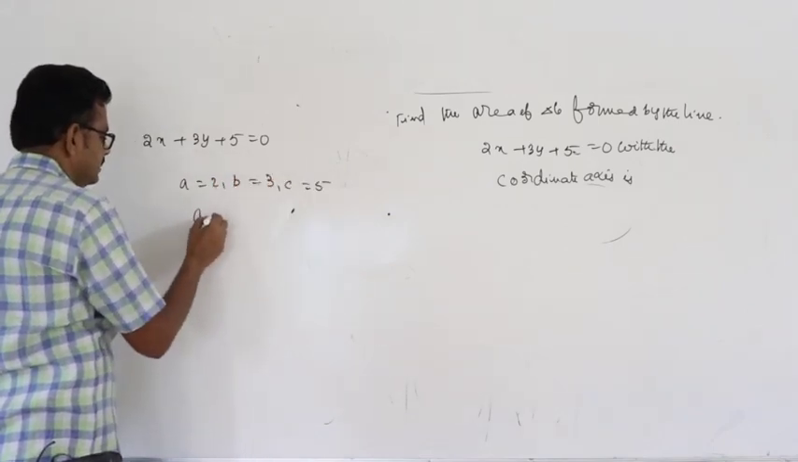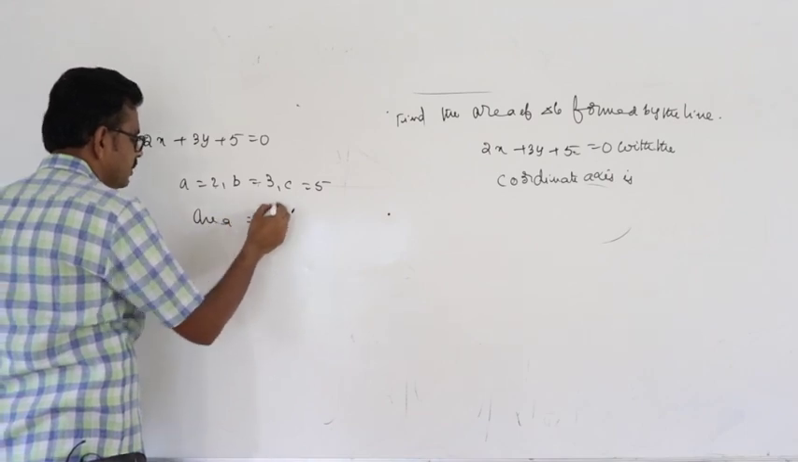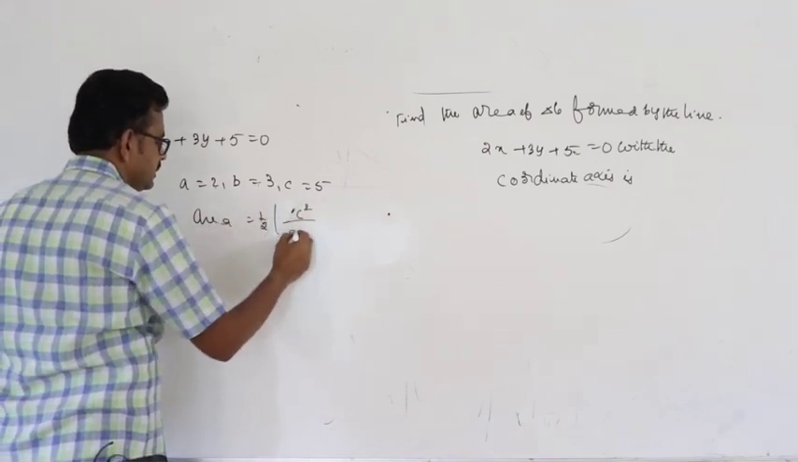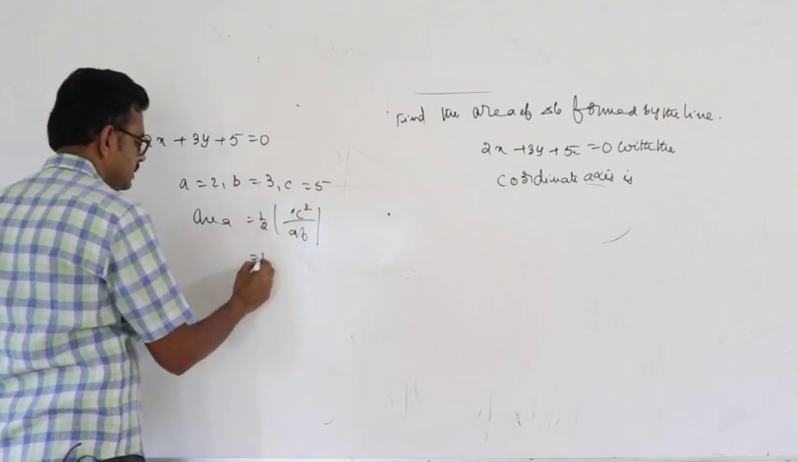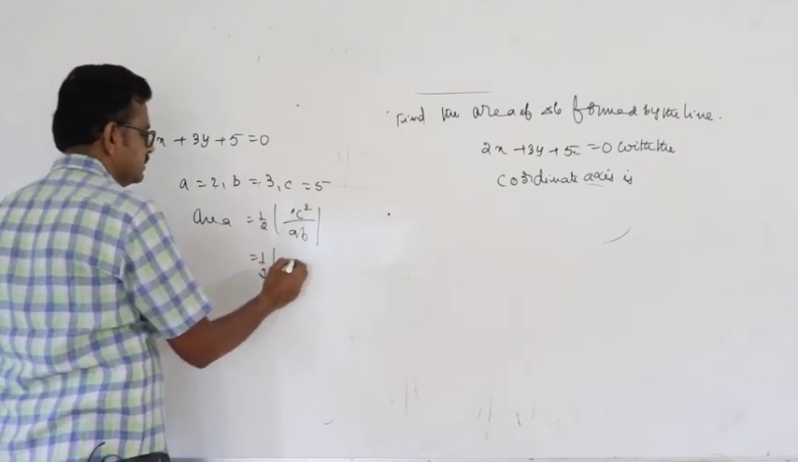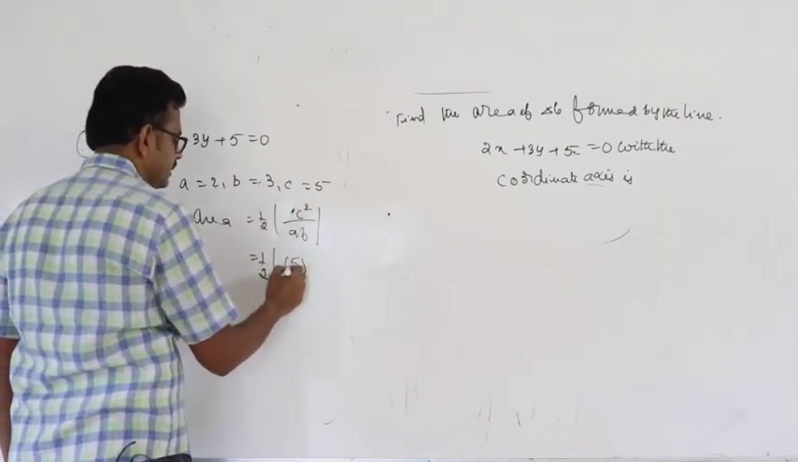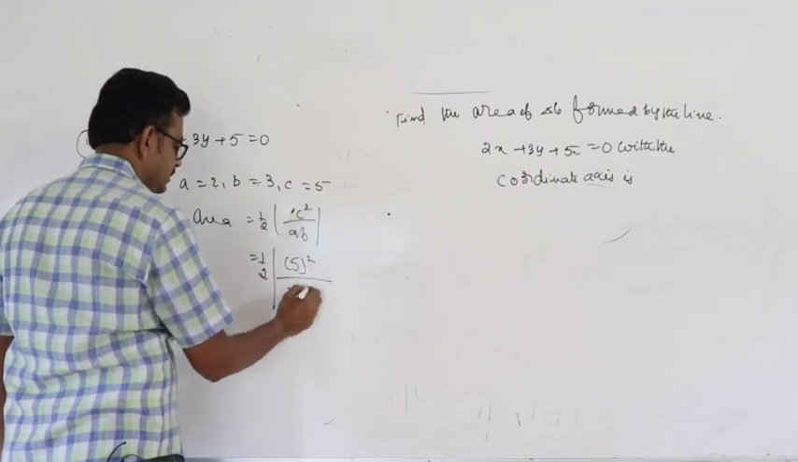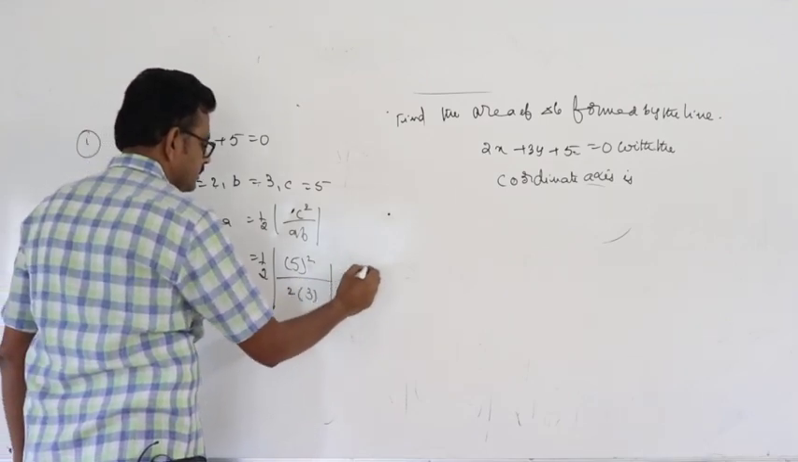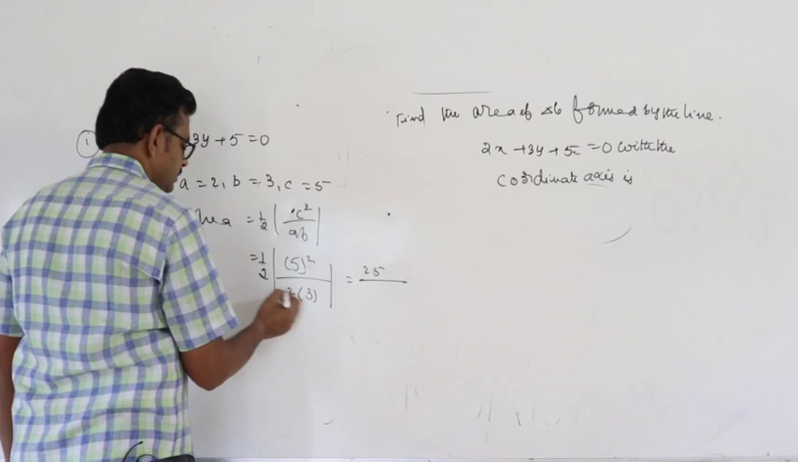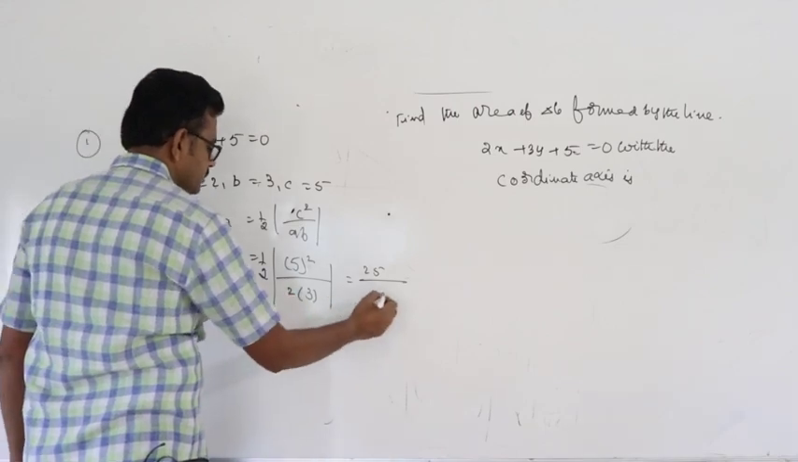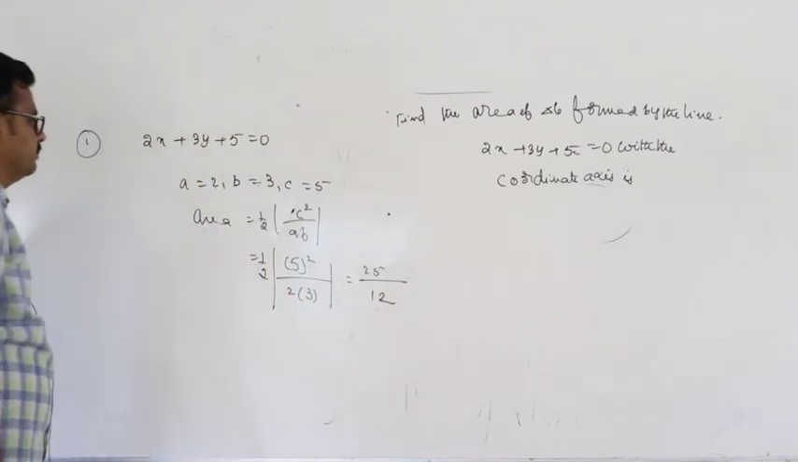What is area? Half mod c square by ab. That is half mod c square, this is 5 square by ab, 2 into 3. That is 25 by 6, 2 6s are 12. 25 by 12.